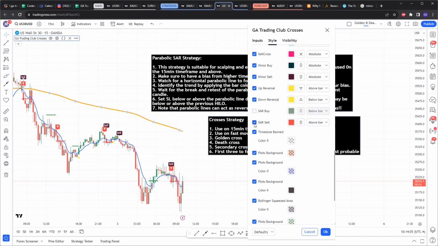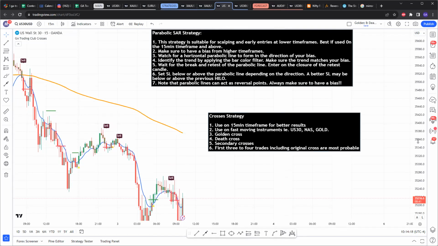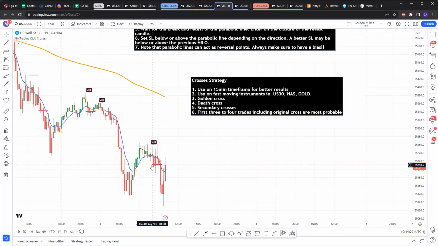So, some people might find use for them, but for me, I don't find any use for them. Now, for me, how I like to interpret these parabolic zones is that the green zones are telling me areas to buy, and the red lines are telling me areas to sell. The green lines are telling me areas to buy.